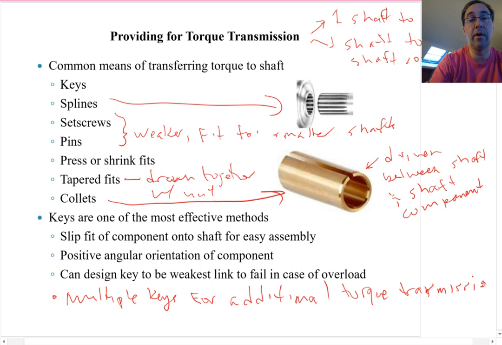Sorry for the horrible handwriting. I'm still getting used to the touch screen. So if one key doesn't do it, you can have 2, 3, 4 keys clocked around the shaft, and that way each key carries a fraction of the torque being transmitted.